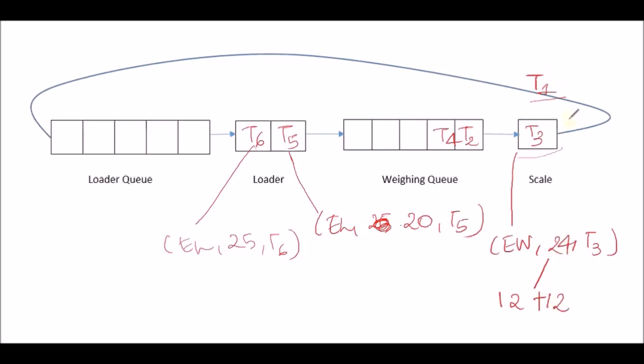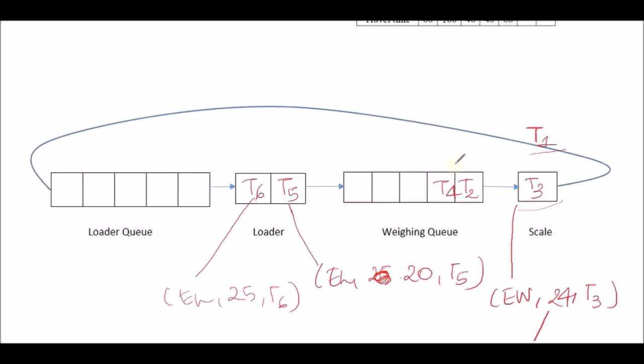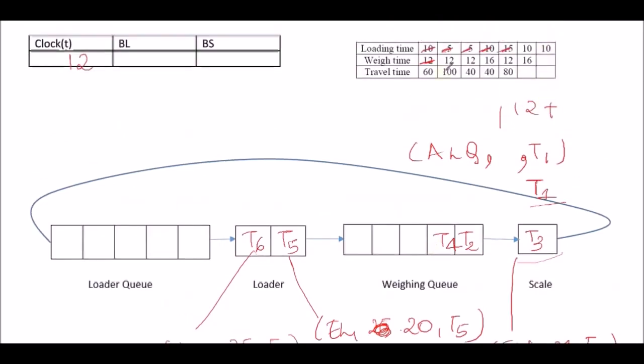Now over here, since it's come out of the scale, what is it going to do? It's going to travel and arrive at the loader queue. So the future event list for this truck is going to be arrive at the loader queue, dump truck T1. And how do we calculate this? It's going to be 12 plus, looking at the distribution, the first ever travel time, which is 60. So 12 plus 60 is going to be 72. So we have added it to the future event list.